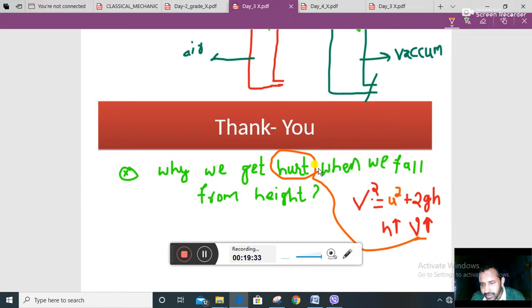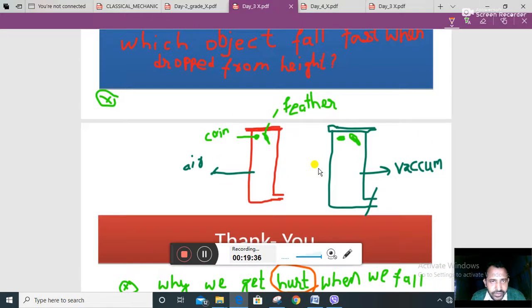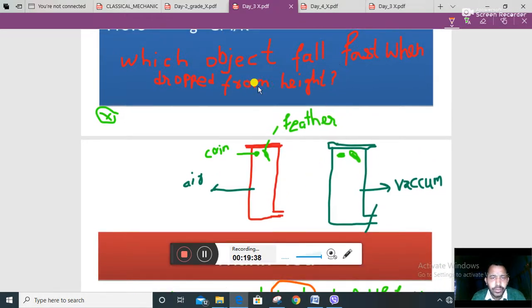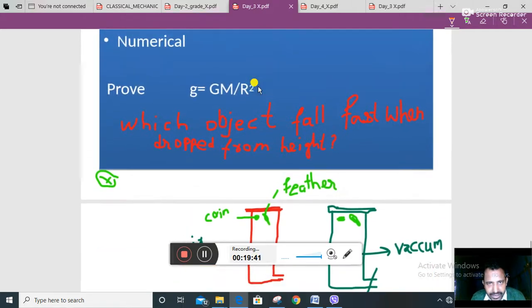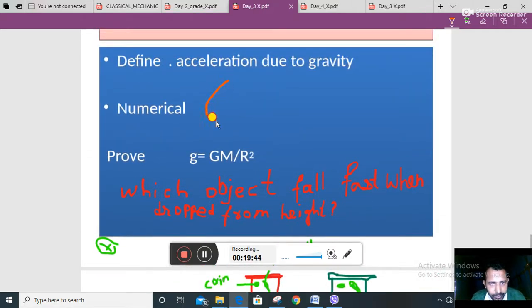And another most important question I ask: which object will fall faster when you drop it from a height? It means you are given a big mass and a small mass. Which will fall faster? Write the formula: you are dropping from the height, h equals ut plus 1 by 2 gt square. The question is asking about time.